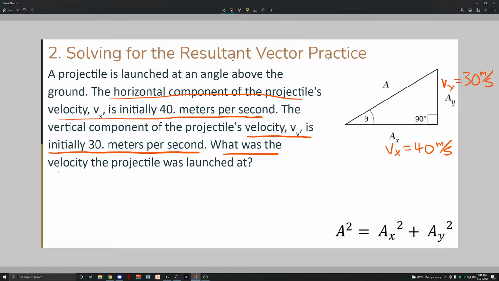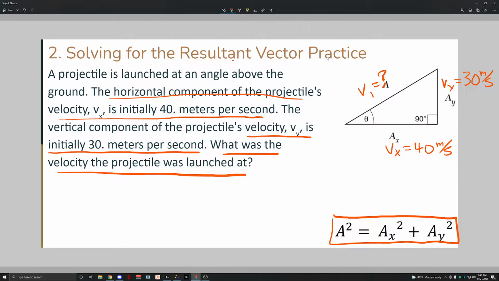And the question says, what is the velocity the projectile was launched with? So they want to know Vi here, right? They want to know what your total velocity is. So we use the Pythagorean theorem. We're going to do Vi squared is equal to Vx squared plus Vy squared. So Vi squared is 40 squared plus 30 squared.